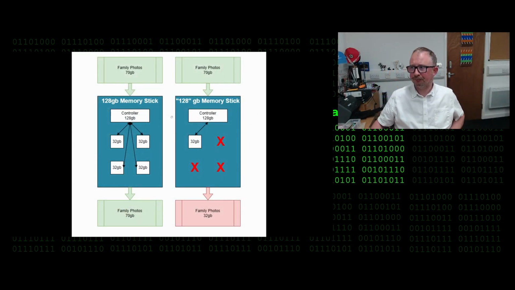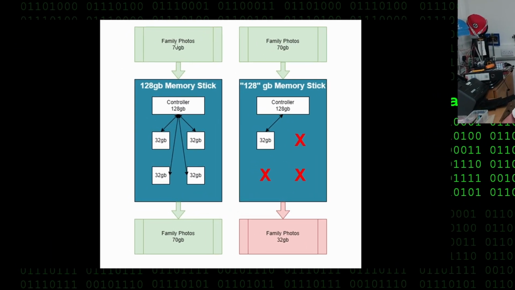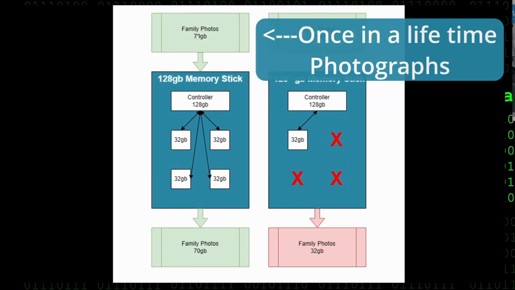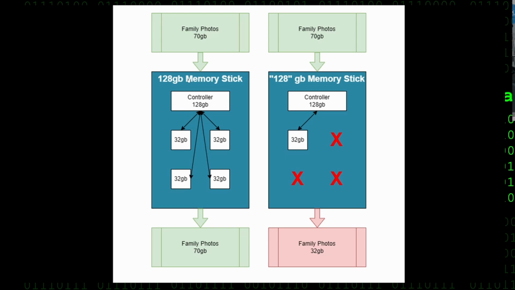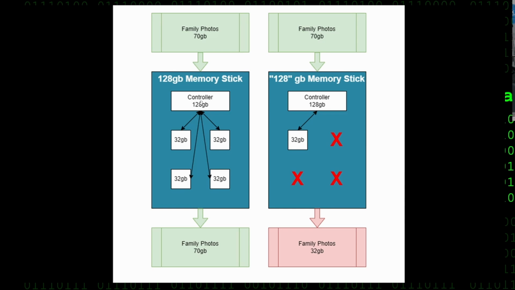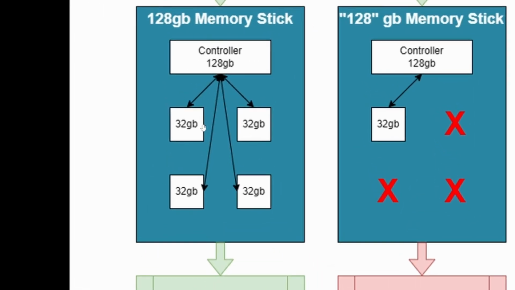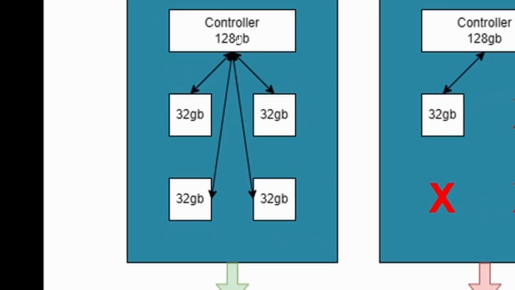I'll just show you what the problem is here. So we've got this diagram. Say you've got 70 gigs worth of family photos that you want to store. So you think, okay, I'm going to get a 128 gig memory stick. Here's your 128 gig memory stick, and it's got a controller on it. The controller is what sends the data to the actual memory chips. You've got these 4 memory chips, 32 gigabytes each. There's 4 of them, which gives us a total of 128.